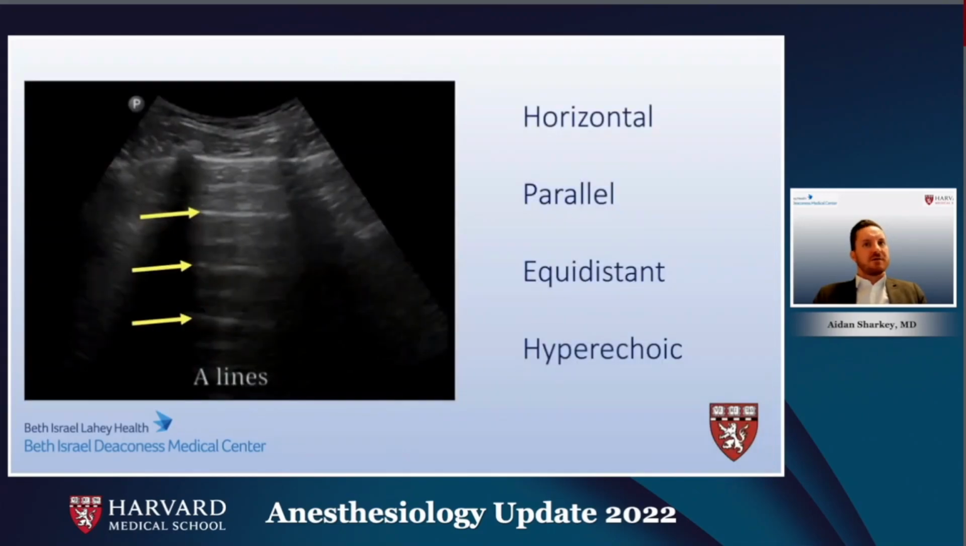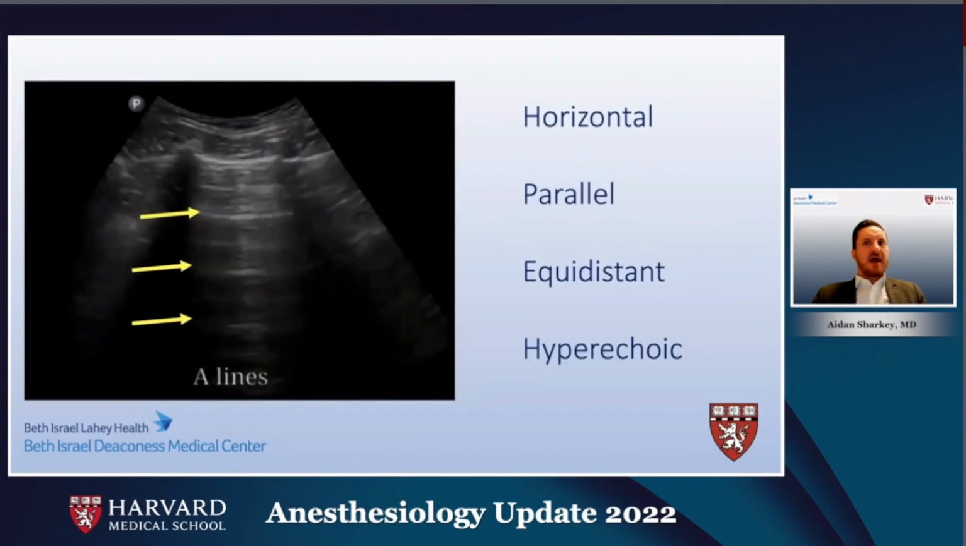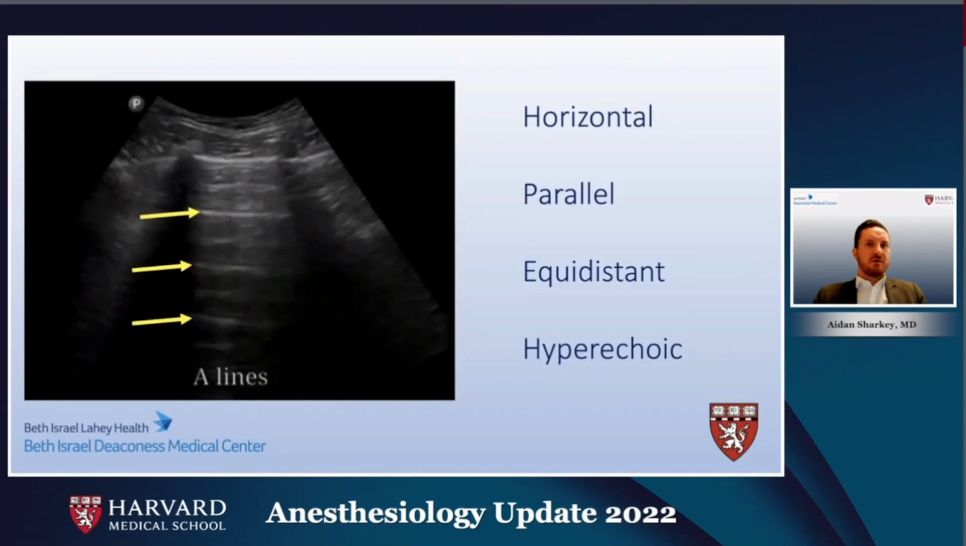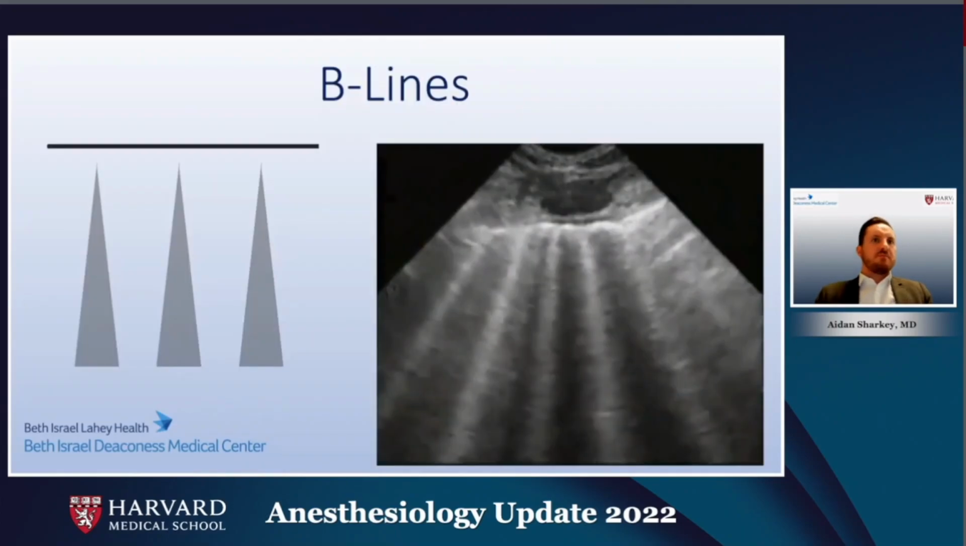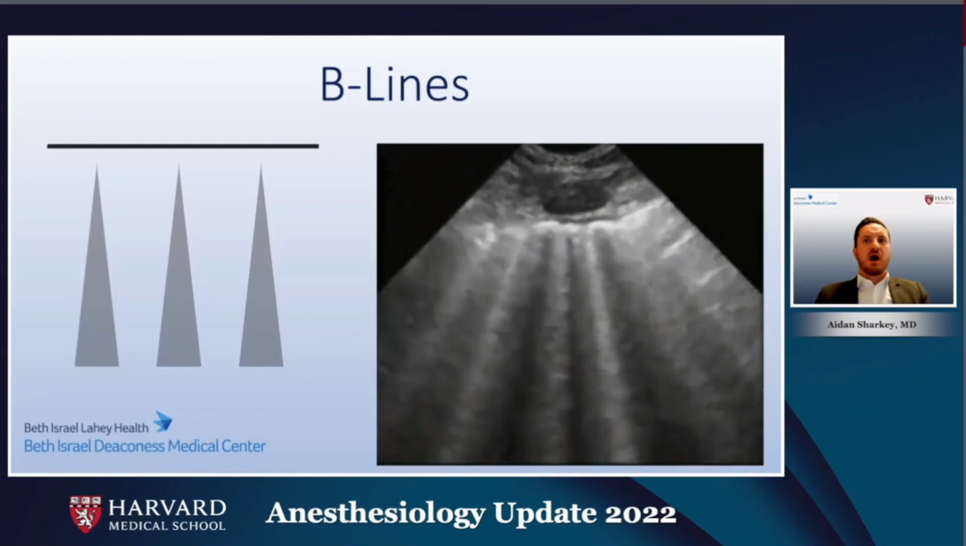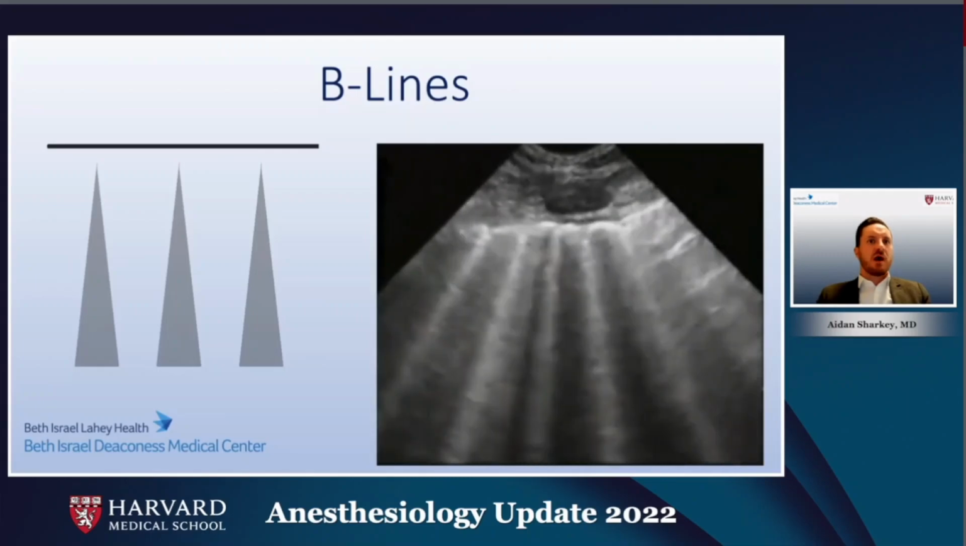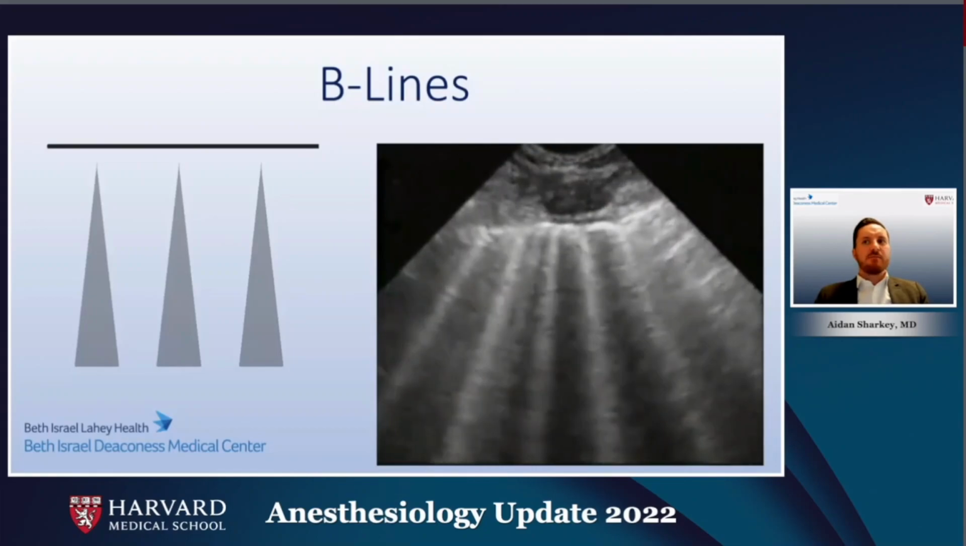Here we have another example of A lines. Again, these are hyperechoic horizontal lines arising at regular intervals from the pleural line. B lines are defined as discrete laser-like vertical hyperechoic ring-down artifacts that arise from the pleural line and extend to the bottom of the screen without fading, and they move synchronously with lung sliding.